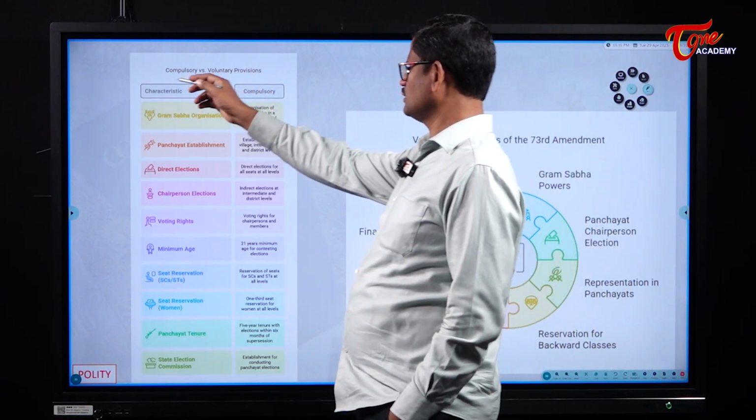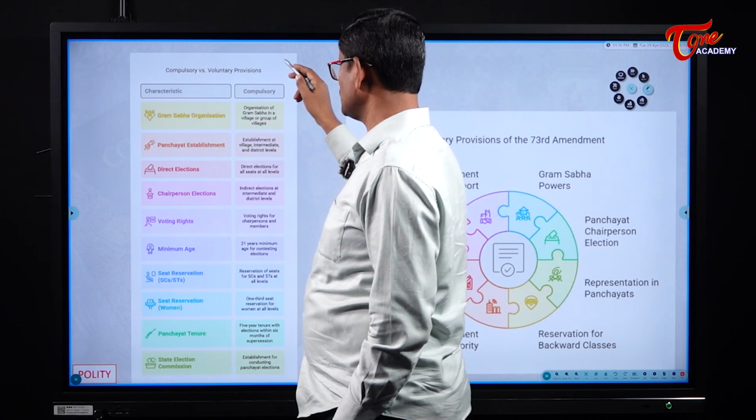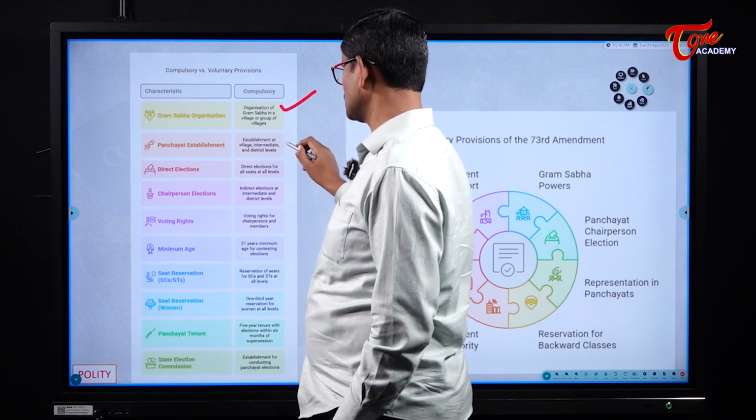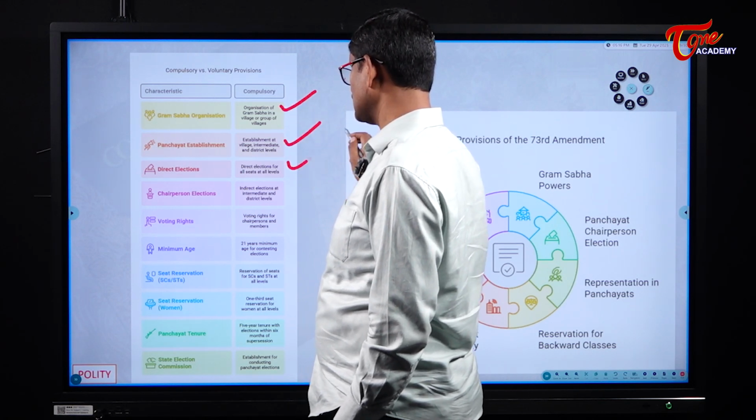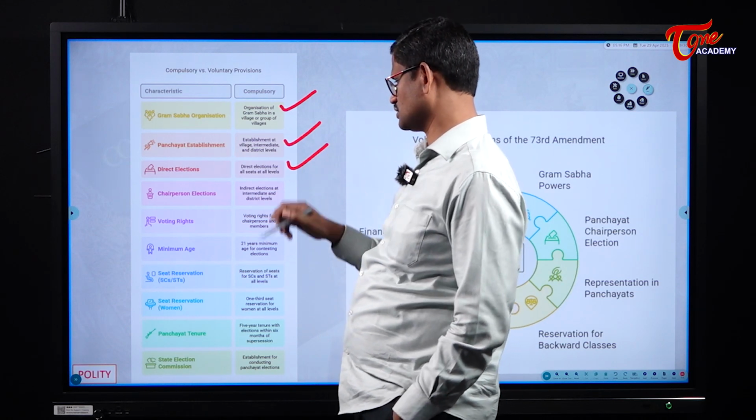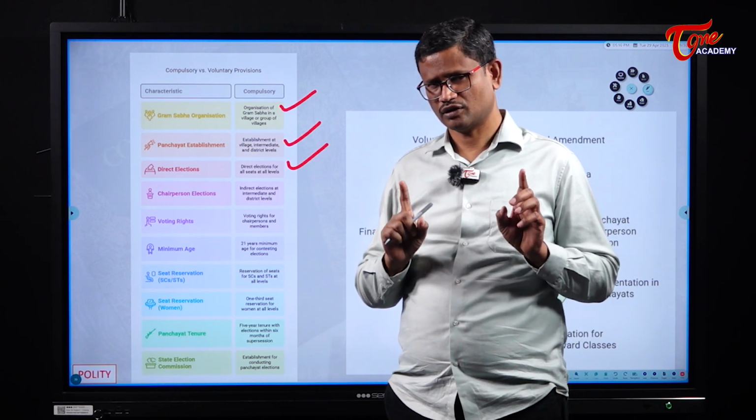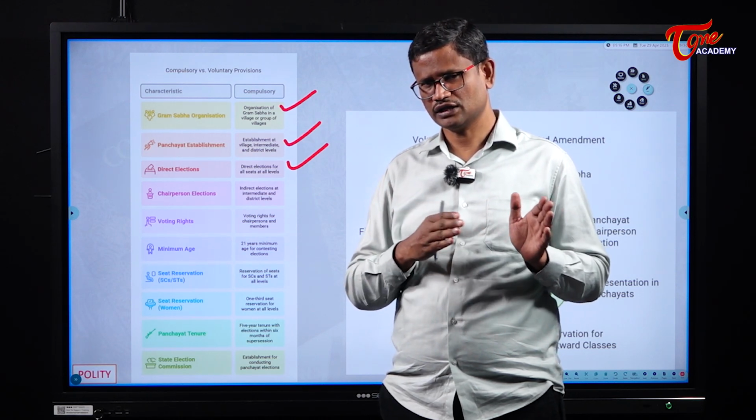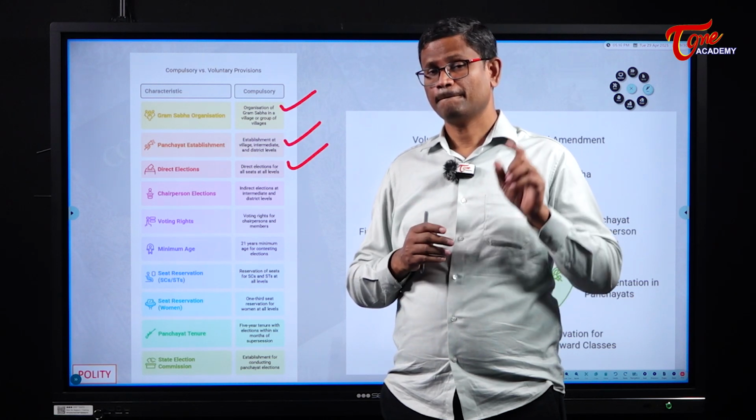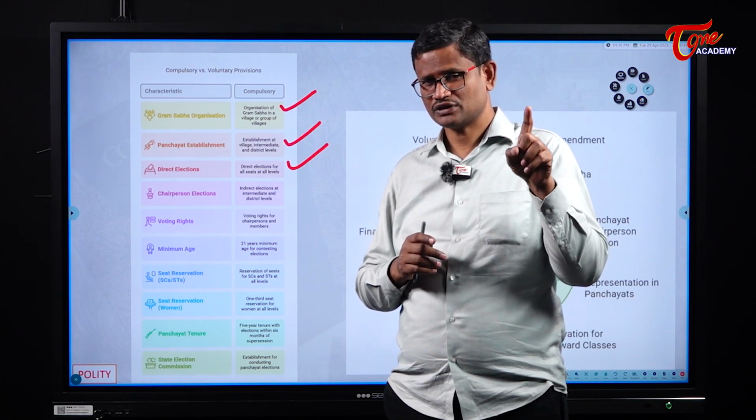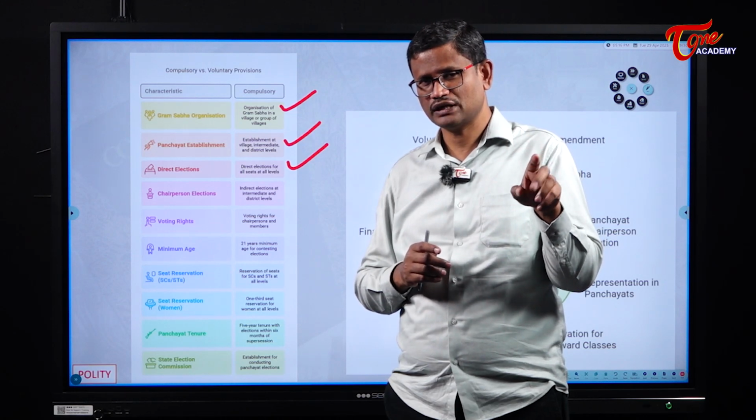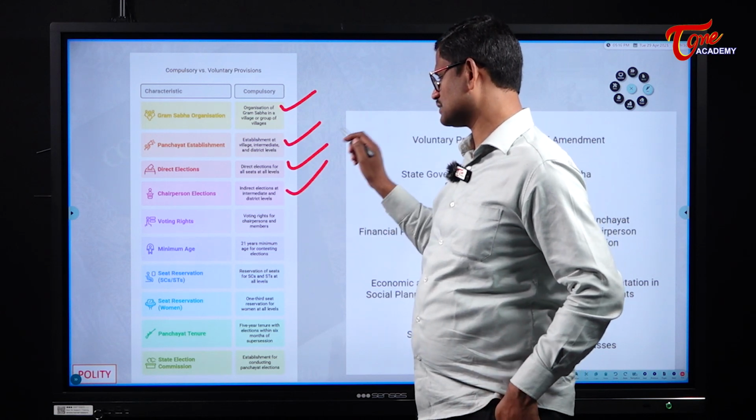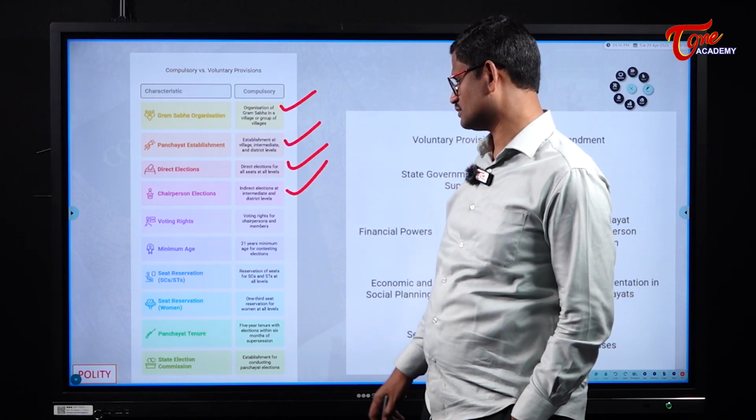So here is the list of compulsory provisions. Establishment of Gram Sabha, the 3-tier Panchayat Raj system, direct elections at all the 3 levels. This I have missed out. At the level of Grama Panchayat, Mandal Parishad, and Jilla Parishad, at all the 3 levels, elections are direct. But remember, while choosing the chairperson of Jilla Parishad and Mandal Parishad, it has to be done indirectly. That's again a mandatory provision: indirect election of the chairperson at the intermediate and at the district level.